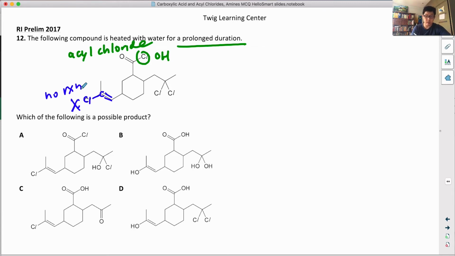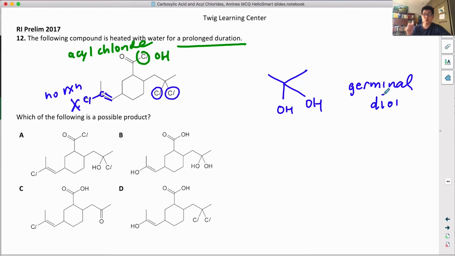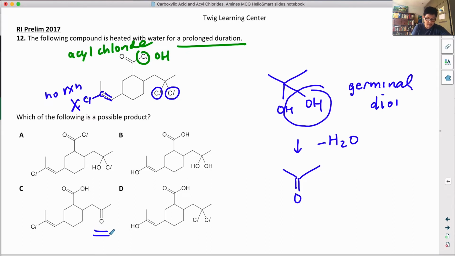Because of the prolonged duration, the water can act as a nucleophile and is able to kick out these 2Cl. So what happens is this. I'm just going to draw it out. The 2Cl become OH and OH. If you remember, this is called a geminal diol, which means 2 OH attached to the same carbon. When that happens, it's very unstable. You must take away water, so water will be eliminated naturally. You don't have to do anything because it's very unstable. So the end product will be a ketone that looks like this. So this will be the answer. That's why it's going to be C.